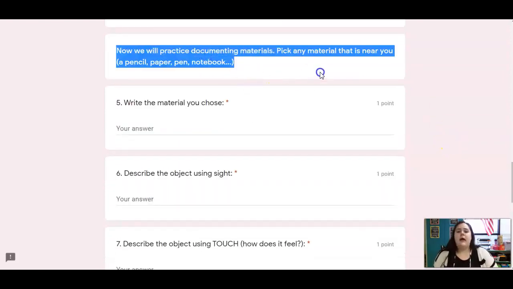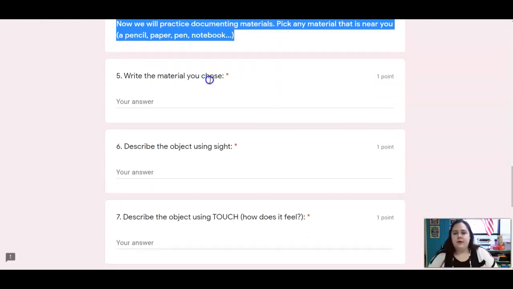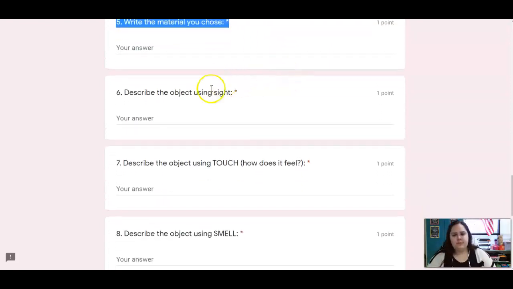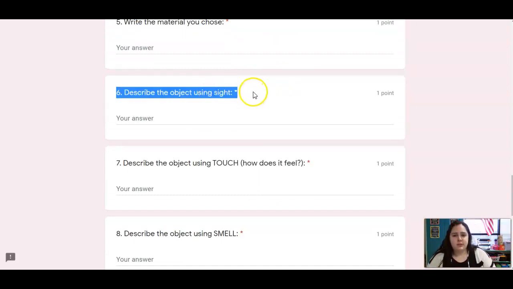Okay, so pick any material that is near you. So I've got hand sanitizer. I've got a water bottle. I've got my cell phone. Pick anything that is near you, a pencil, a paper, a notebook, a crayon. Write down the material you chose. Now describe the object using sight. So if I was talking about my coffee mug, I would say it is shaped like a cylinder. I would say it's clear. I would say it has a blue lid and straw. So using sight, what do you see?